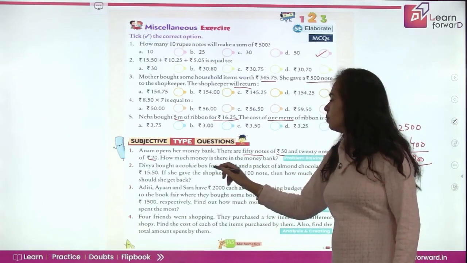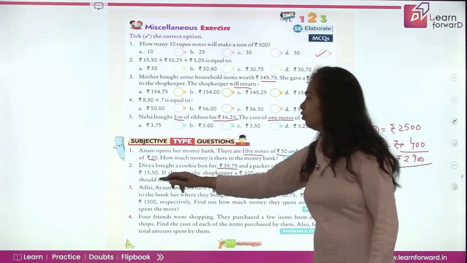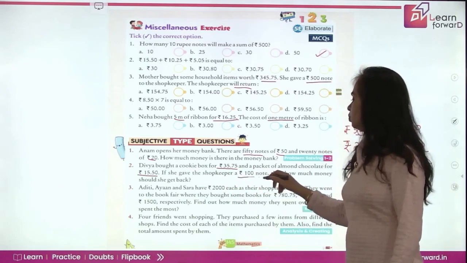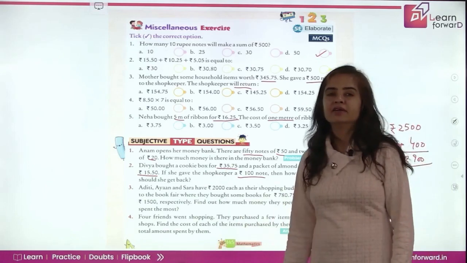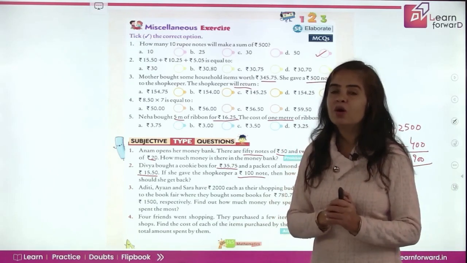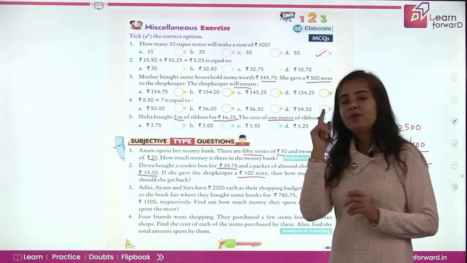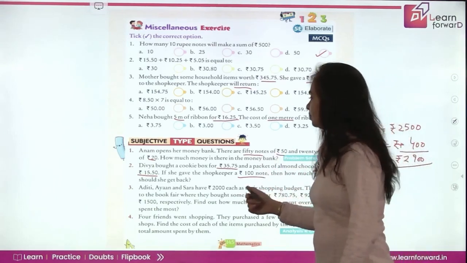Divya bought a cookie box for rupees 35.75 and a packet of almond chocolate for rupees 15.50. If she gave the shopkeeper rupees 100 note, how much money should she get back? What are we going to do? First, find out the total amount she has spent and then subtract from 100 rupees. You'll get to know how much money she will get back.